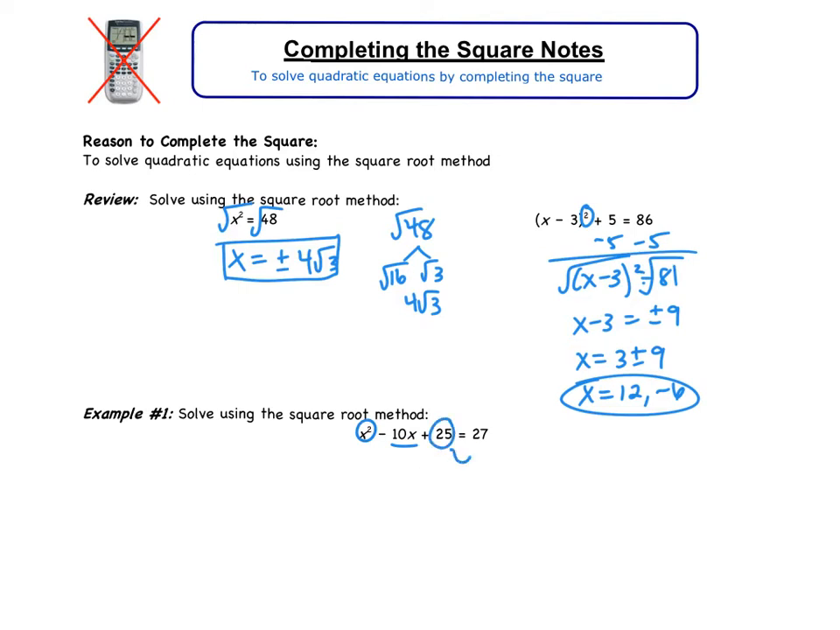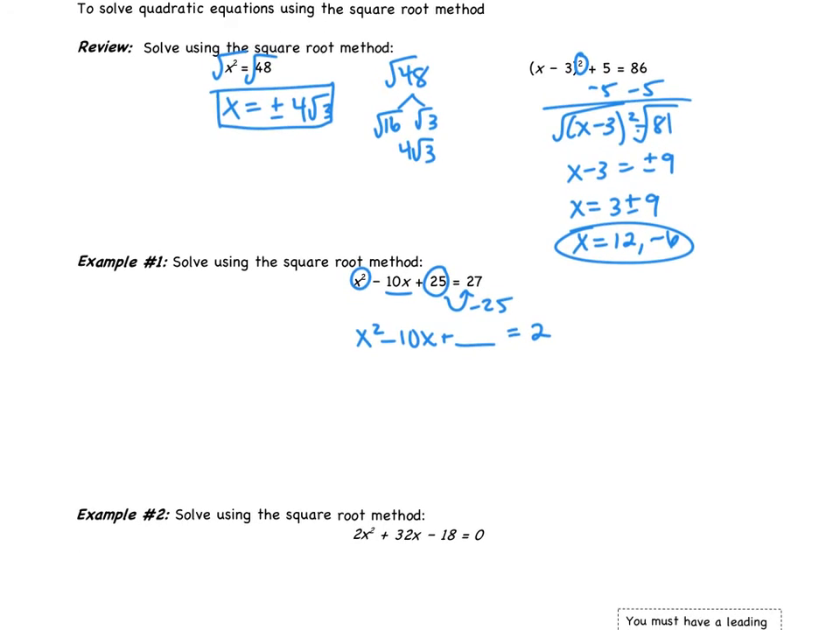Here's what you're going to do. Any constant you have, you're going to move to the other side. So in this case, we have x squared minus 10x. Leave yourself a space, and I'll tell you why in a minute. And then if we subtract that 25, 27 minus 25 will give us 2. Ultimately, what we're looking to do is put that left side in a form where we have x plus or minus something squared. So that's our ultimate goal. We have to figure out how to do that though.